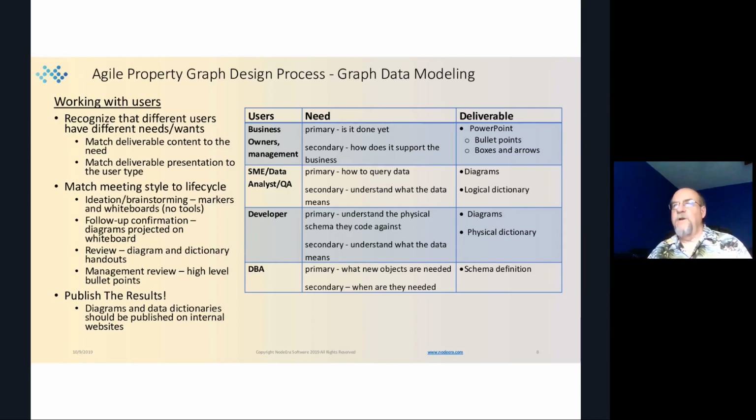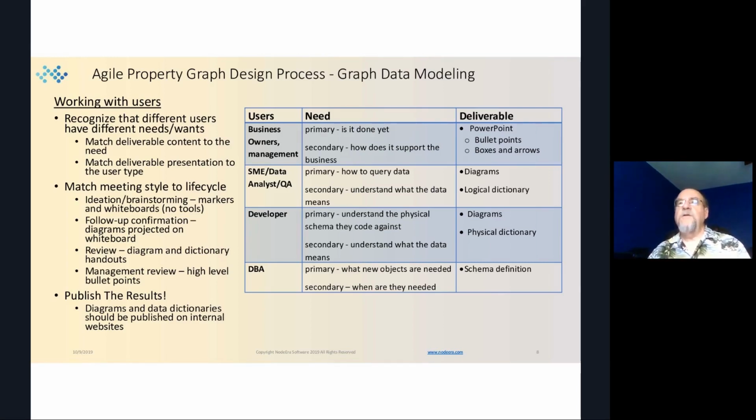And what objects do I need and when do I need them? That's because they're generally running so many different projects that that's the type of help they need. So this is the point: as you're going through the process and interacting with these different groups of people, these are the different types of information that you want to deliver to them. And earlier, I posed the question, what exactly is a data model? And really the answer, it turns out, is it's all of these things taken together.